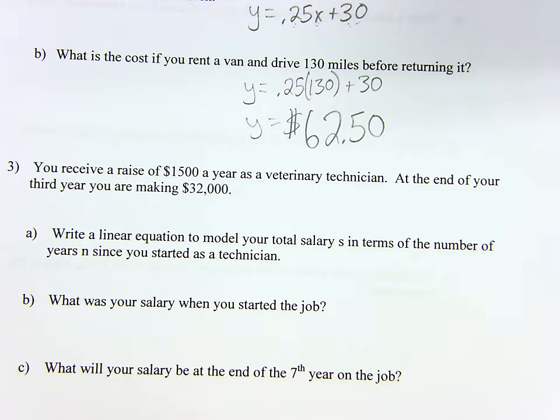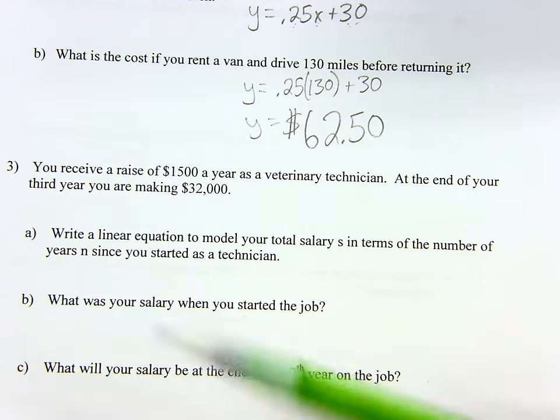I'll give you a hint. Your equation is not going to be 1,500x plus 32,000 because you didn't make 32,000 when you started. So I would actually answer part B first.